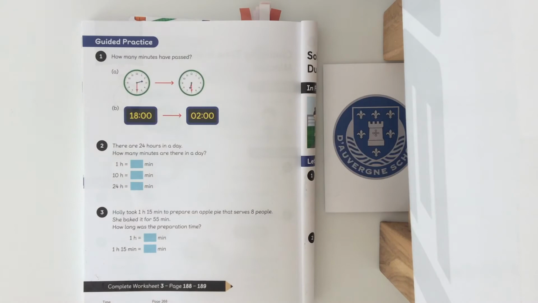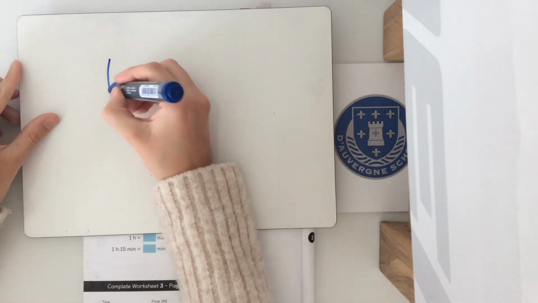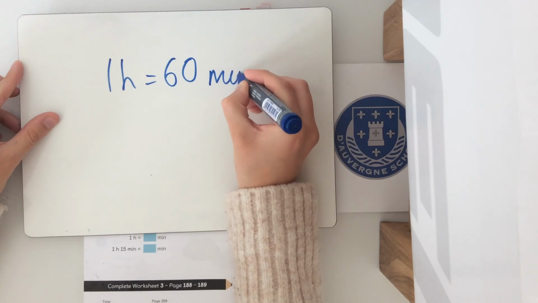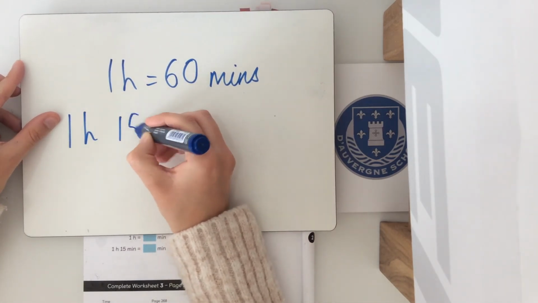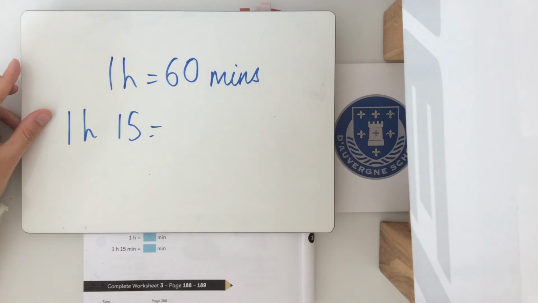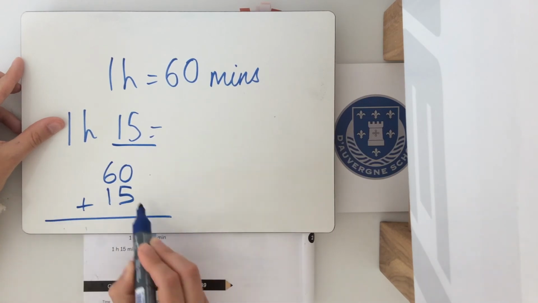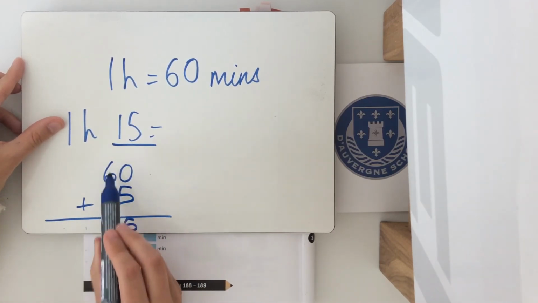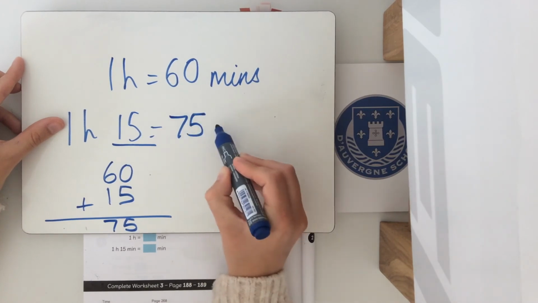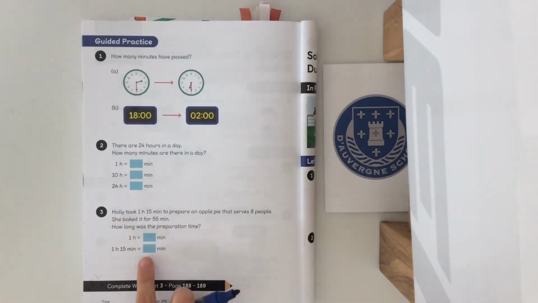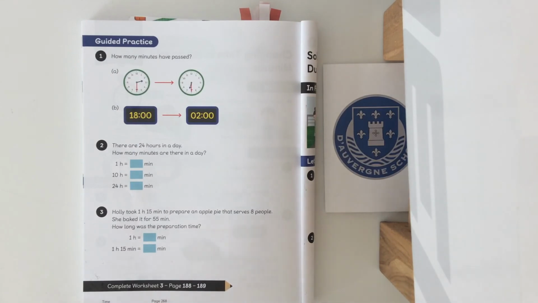Number 3, Holly took 1 hour and 15 minutes to prepare an apple pie that serves 8 people. She baked it for 55 minutes. How long was the preparation time? So if 1 hour equals 60 minutes, 1 hour and 15 would equal what? We need to do 60, add the 15 minutes. 0 add 5 is 5, 6 add 1 is 7. 75 minutes in that box there. So 75 minutes to prepare.